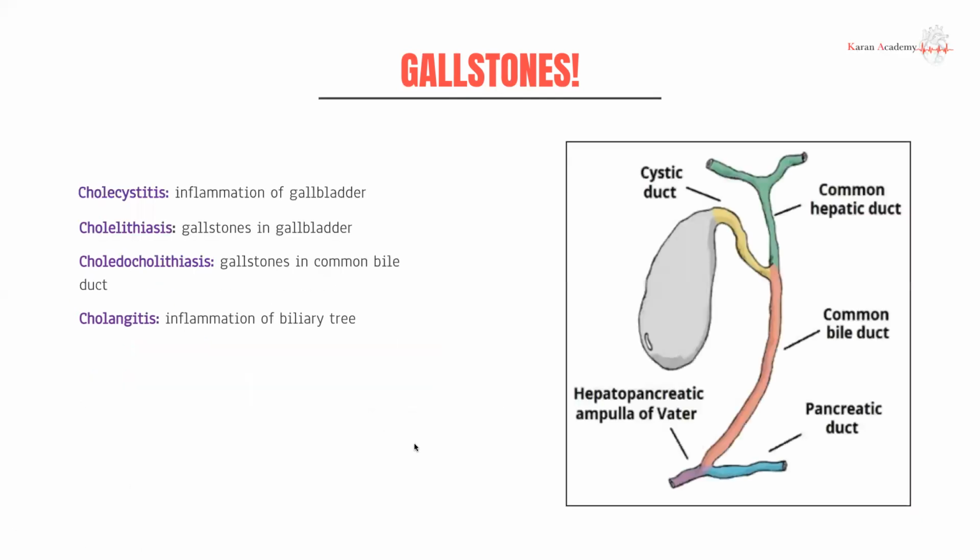So let's look at that again. Cholecystitis, which is one of the most common surgical presentations, is merely inflammation of the gallbladder. This can be either because of a gallstone, in which case it's called calculous cholecystitis, or it can be because of something that's not a gallstone, or without a gallstone. So cholecystitis in the absence of gallstones is just called acalculous cholecystitis.